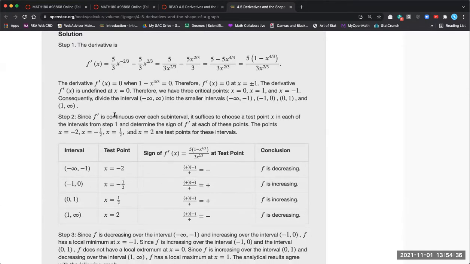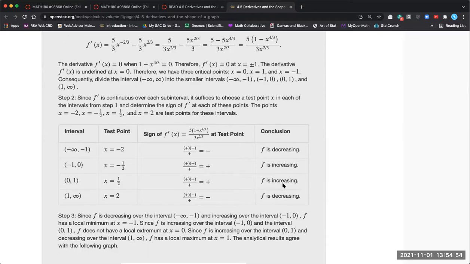So once you have those critical values, once we find the critical points here, 0, 1, and -1, you have to break up the region from negative infinity to -1, -1 to 0, and so on, checking values and looking for the signs. And that tells you whether the function is increasing or decreasing, which then leads us to being able to determine if there's a maximum or minimum value.